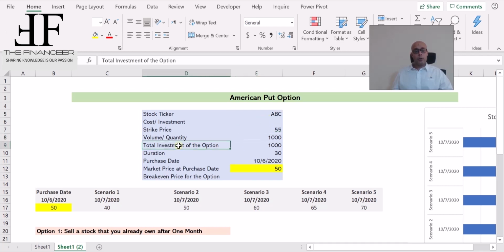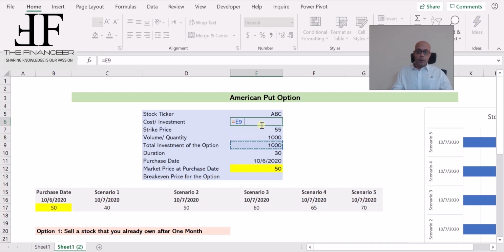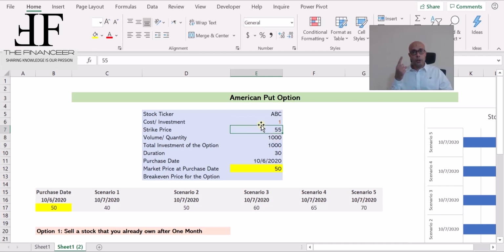Assume also that the cost to purchase this put option is $1,000. So the total cost of purchasing the put option is $1,000. If you'd like to calculate the cost of purchasing this put option per one share, you have to divide the $1,000, which is the total cost, by the number of shares included in this put option contract. So the result will be $1 per share. This is the cost of the put option.